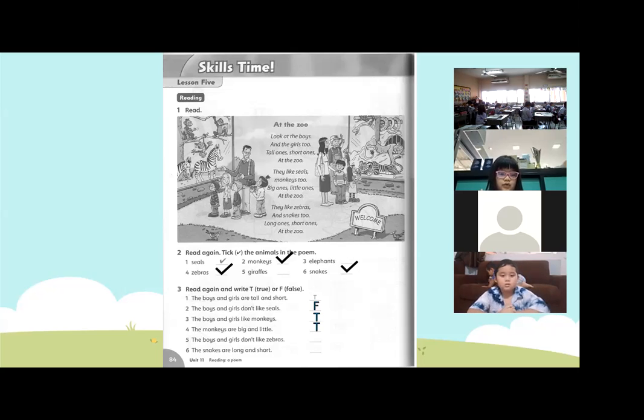Next one. The boys and girls don't like zebras. No. False. Follow my rule. What letter? Last one, number six. The snakes are long and short. Yes, so yes is? True.